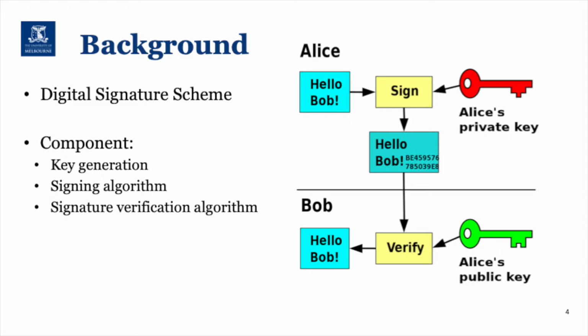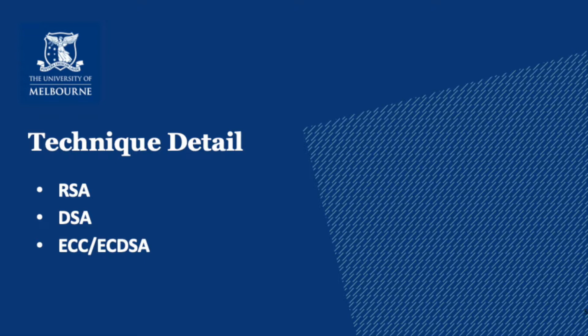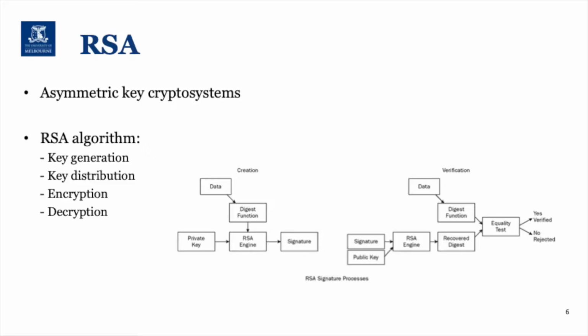There are usually 3 parts in a digital signature scheme: key generation, signing algorithm and signature verification algorithm. We are going to introduce 3 digital signature schemes: RSA, DSA and ECDSA. RSA is one of the first asymmetric key cryptosystems. It is widely used for secure data transmission. The encryption key is public and the decryption key is kept private.